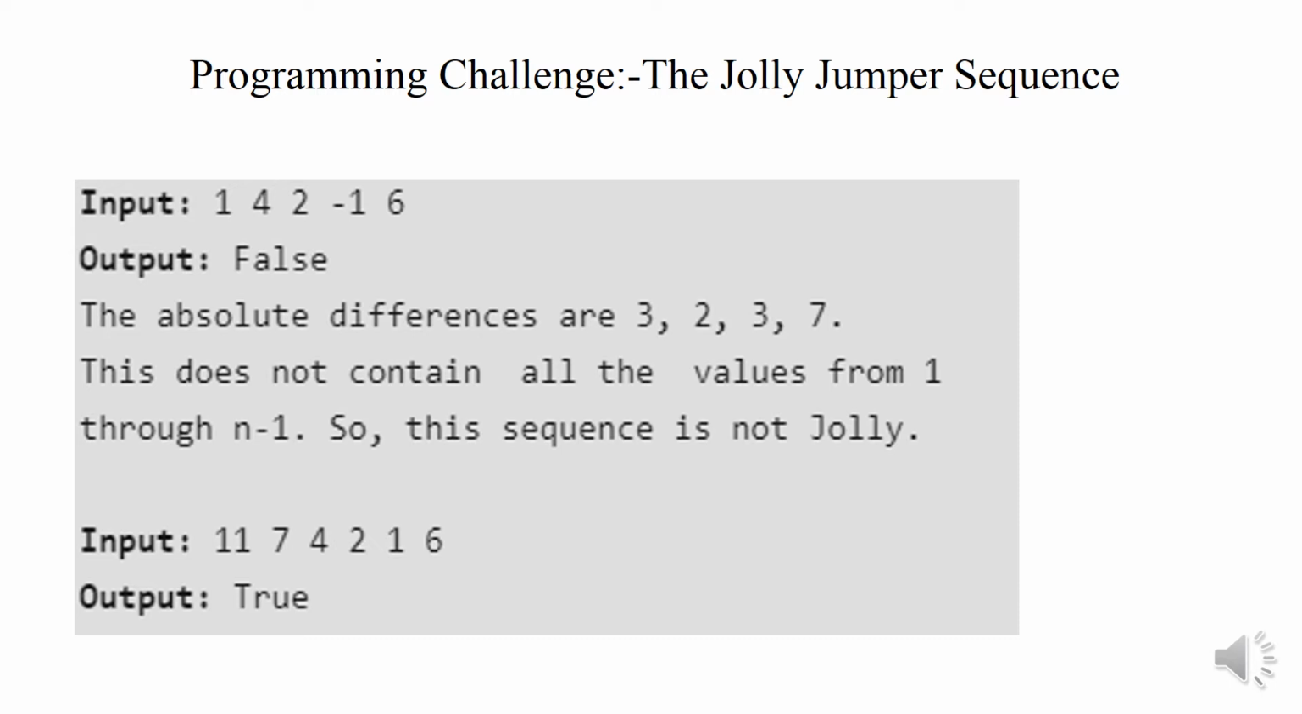So the absolute differences of that specific input 1, 4, 2, minus 1 and 6 are 3, 2, 3, 7. This does not contain all the values from 1 through n minus 1. So this sequence is not a jolly sequence, and the output is false.